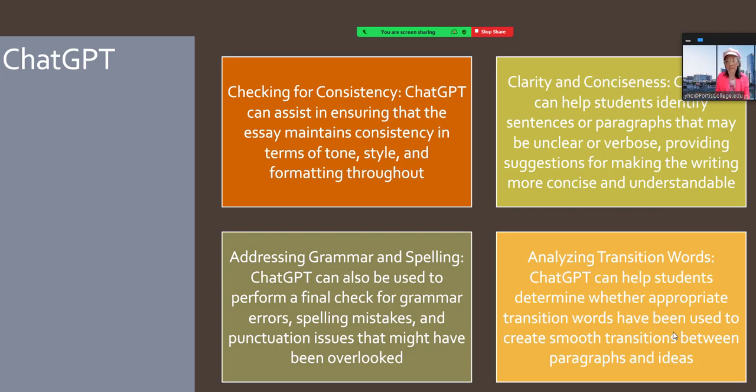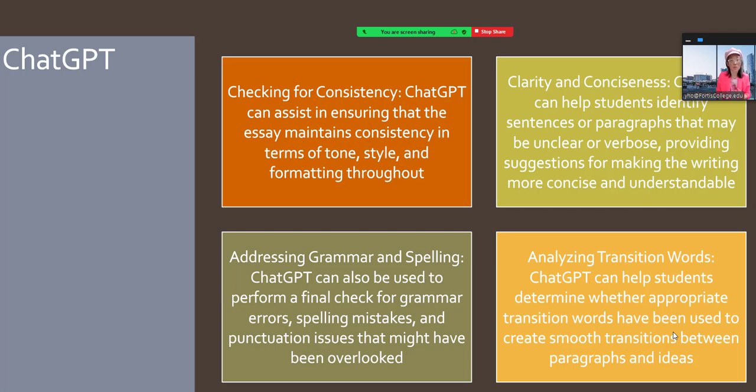Clarity and conciseness. ChatGPT can help students identify sentences or paragraphs that may be unclear or verbose. So you've got to put into the prompt, check for sentences that are unclear or verbose, and then it will do that for you. You could also tell it to correct it for you. So ChatGPT can help students identify sentences that may be unclear or verbose, providing suggestions for making the writing more concise and understandable. Addressing grammar and spelling.